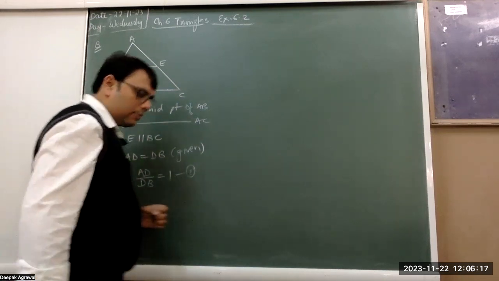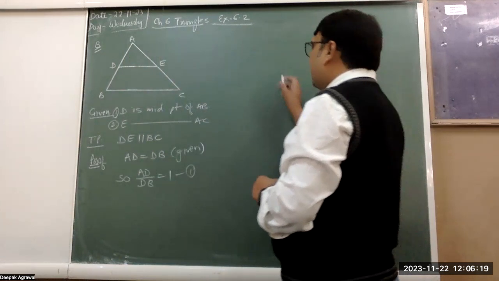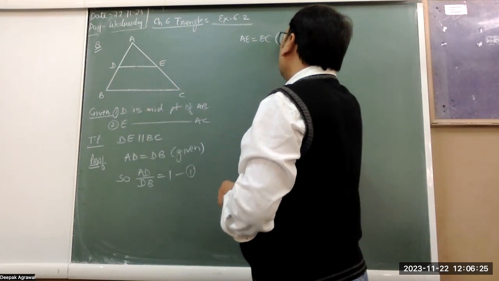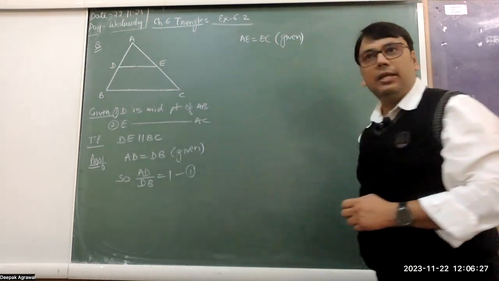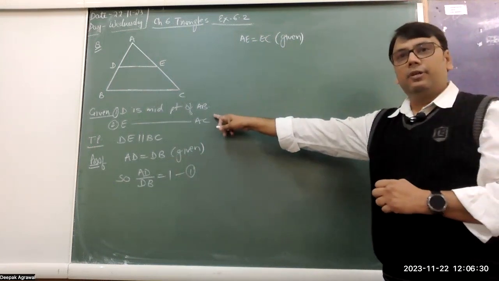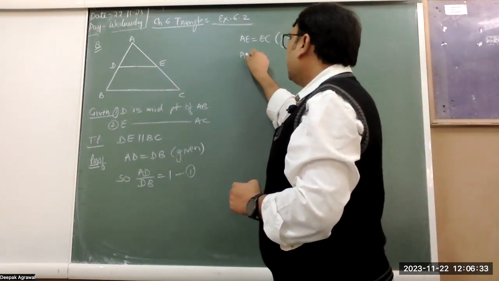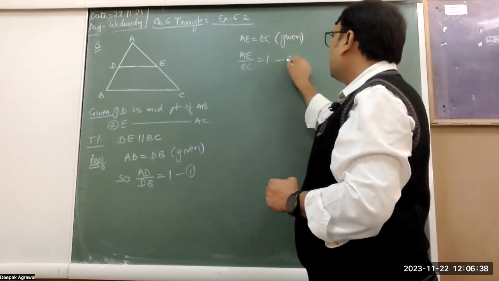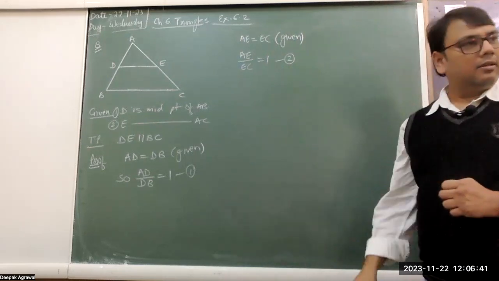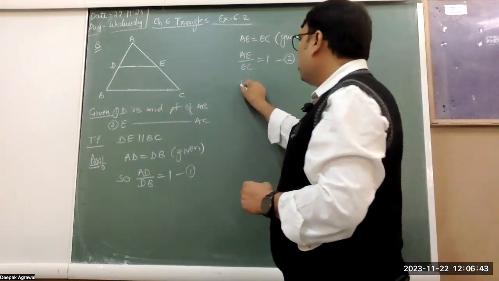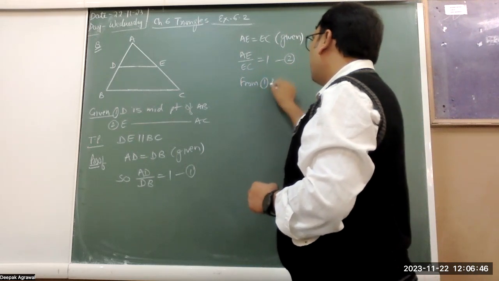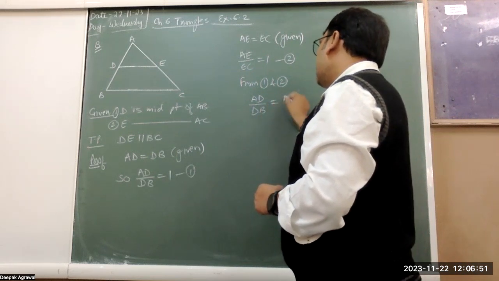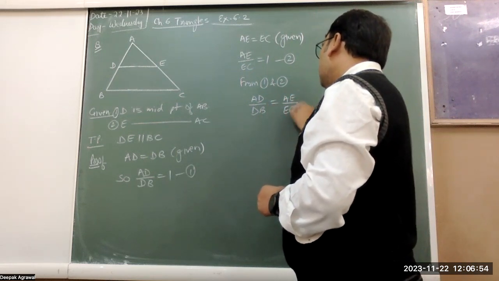Number 1 equation. Similarly, we have been given that E is the midpoint of AC. Again, we have been given the same thing. AE is equals to EC. E is the midpoint of AC. So, AE upon EC will be equals to 1. दोनों साइड कैसे डिवाइड कर दिया? EC से डिवाइड कर दिया. From 1 and 2, AD upon DB is equals to AE upon EC.